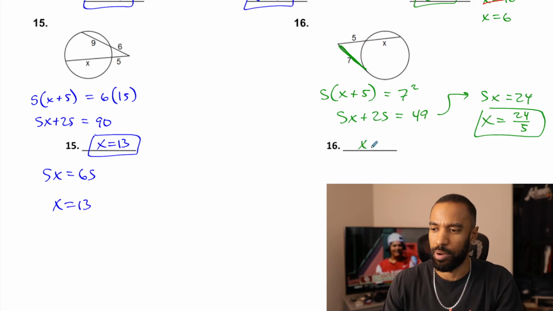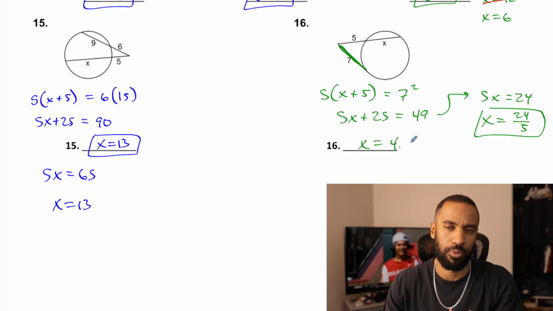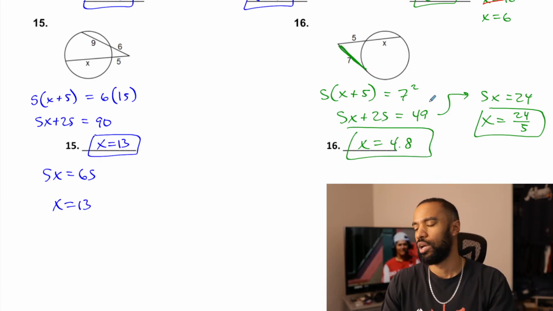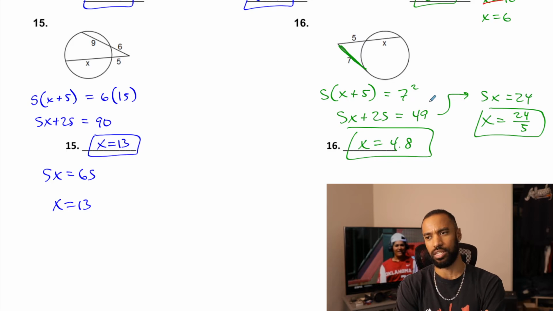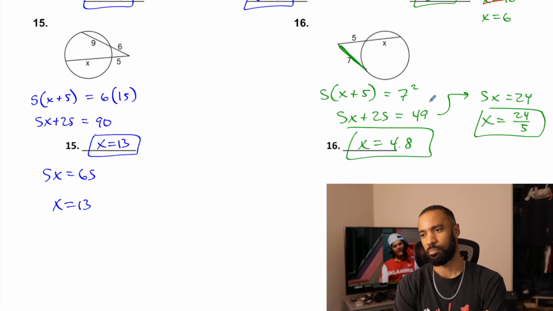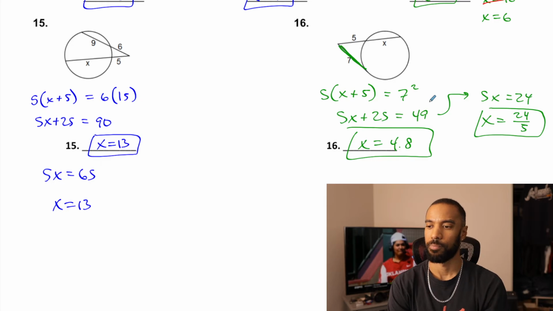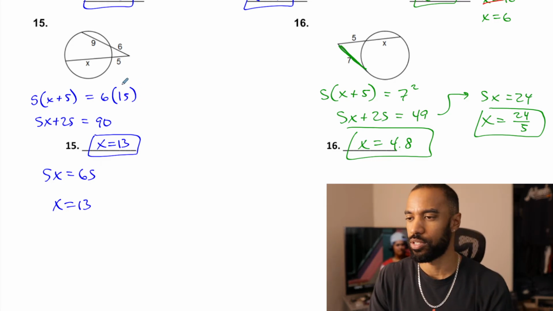I know some other people might want to hear the decimal, and that should be 4.8, I think. Hope I'm not wrong. 4.8 or 24/5. That's the exact value that you're going to get there. Apparently, 5 times 9.8 equals 49. Is that true? Yeah, that works. 4.8 or 24/5. That works out.